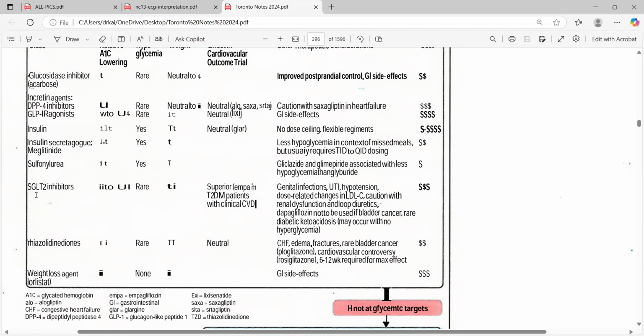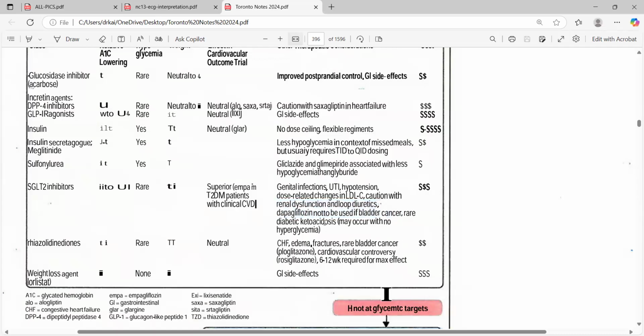So when we are talking about genital infections and UTIs, you will get an idea that we are talking about the kidneys. So it can affect the kidneys and cause hypotension, and then diabetic ketoacidosis may occur without hyperglycemia. Then dapagliflozin should not be used if there is bladder cancer. So it can be directly asked which drug cannot be used in bladder cancer. Which one is it? The dapagliflozin.